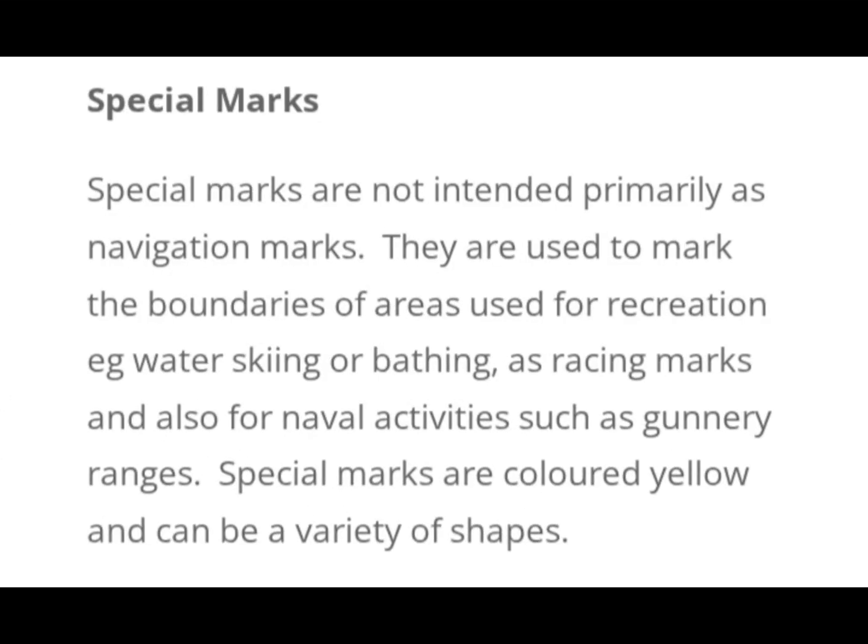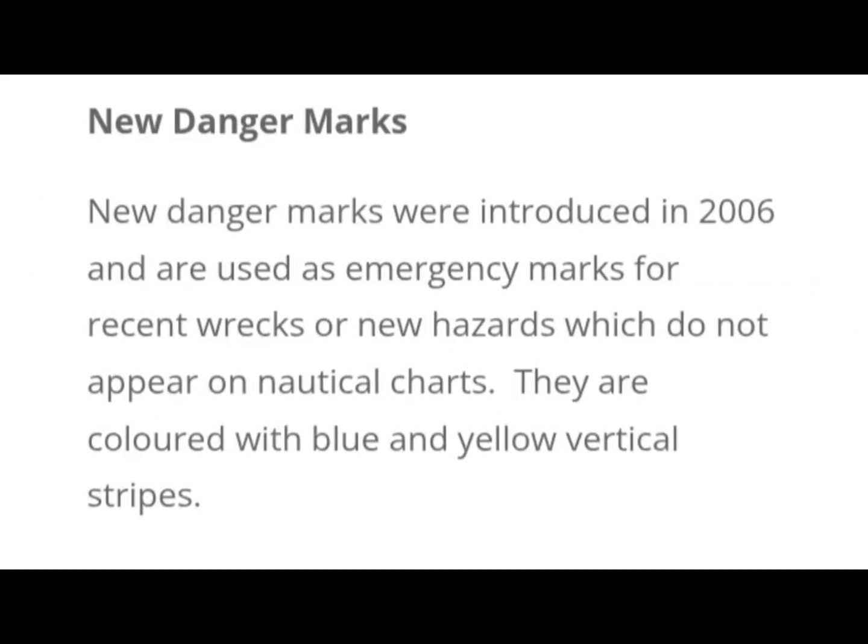Special marks are not intended primarily as navigation marks. They are used to mark the boundaries of areas used for recreation, water-skiing, or boating, as racing marks, and also for naval activities such as gunnery ranges. Special marks are colored yellow and can be a variety of shapes. New danger marks were introduced in 2006 and are used as emergency marks for recent risks or new hazards which do not appear on nautical charts. They are colored with blue and yellow vertical stripes.